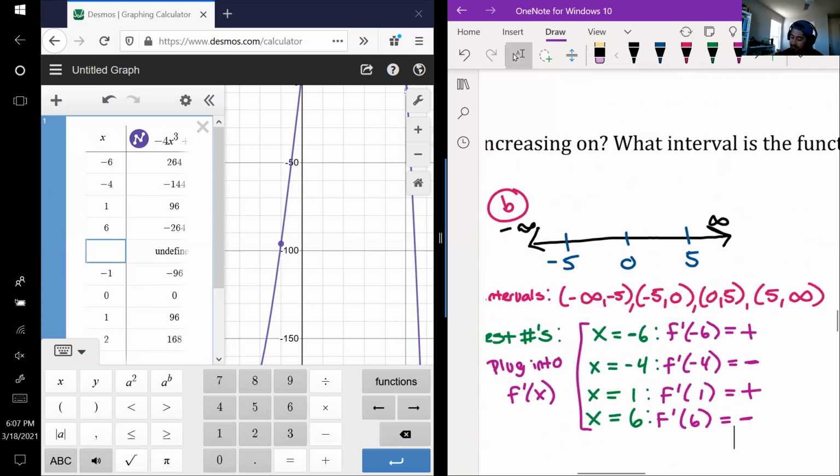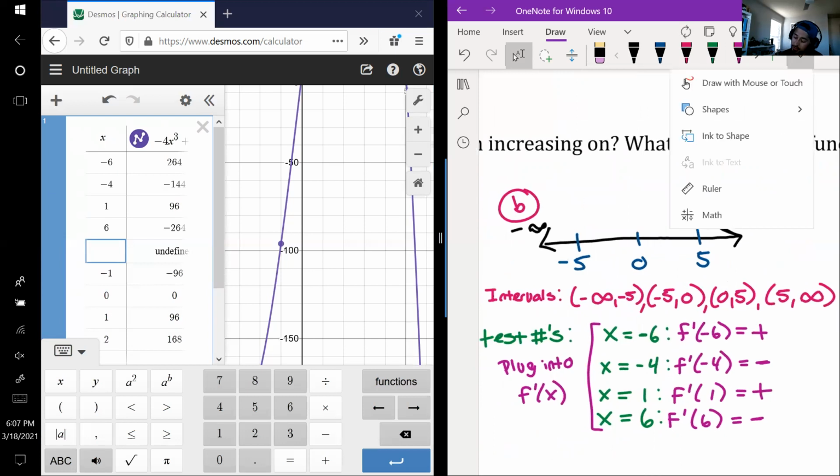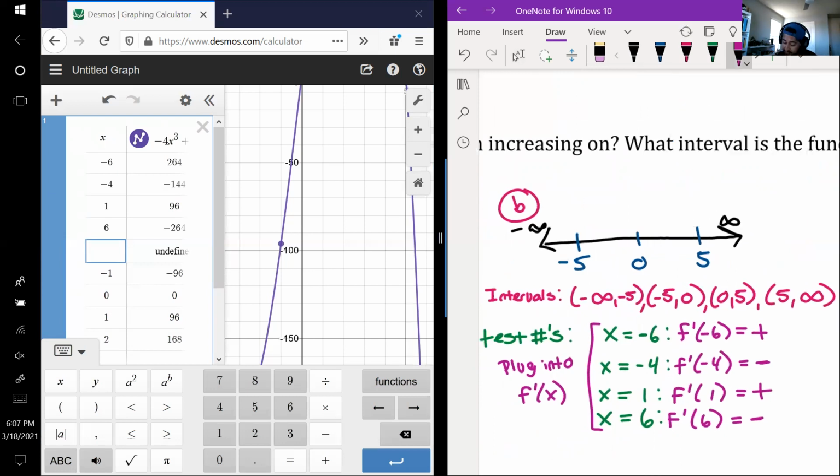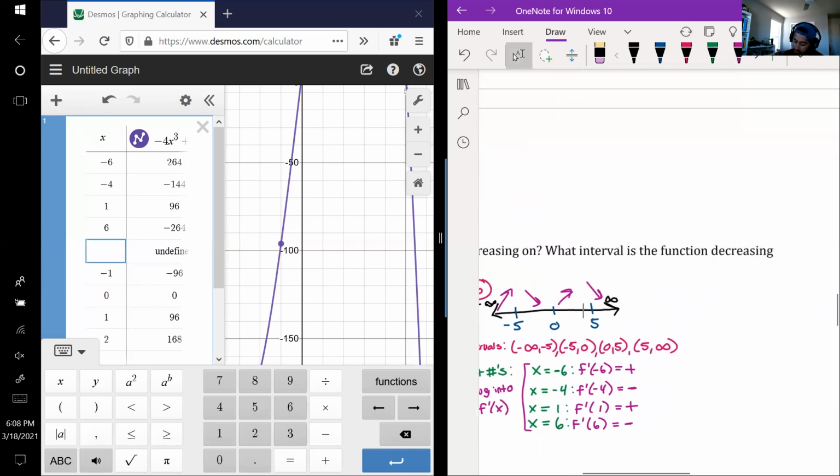And then, with that being said, we know how to fill out the rest of the sign chart. Positive means we increase. Negative means we decrease. Which means we can answer what it's asking us.